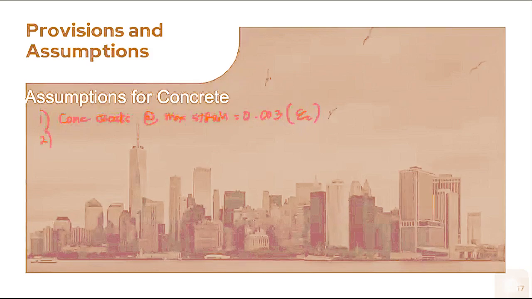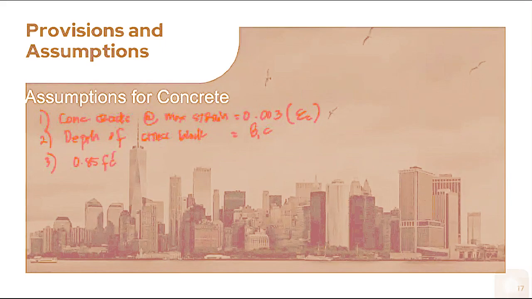Also, we are assuming that the depth of concrete stress block is equals to beta 1 c. And also according to NSCP 2015, concrete stress of 0.85 fc prime shall be assumed uniformly. Pero in actual, hindi naman siya uniform talaga. Uniformly distributed over the equivalent compression zone. So uniformly distributed siya.